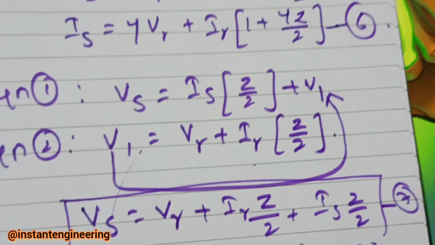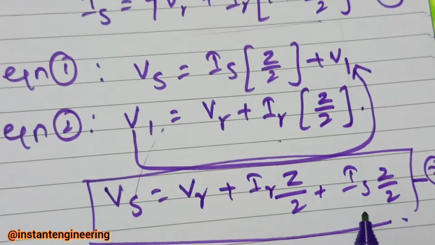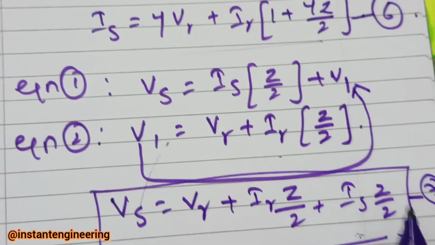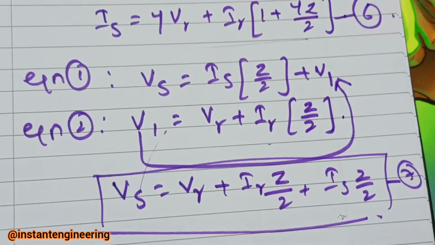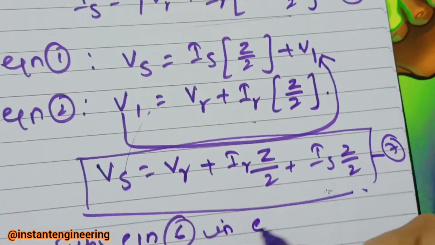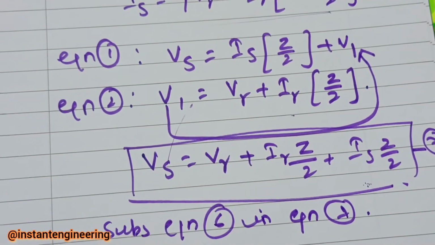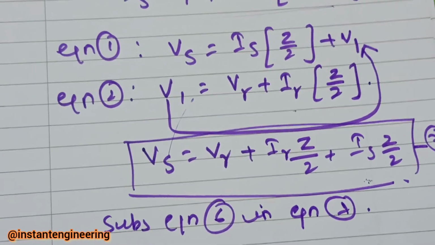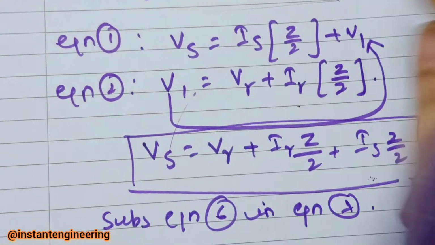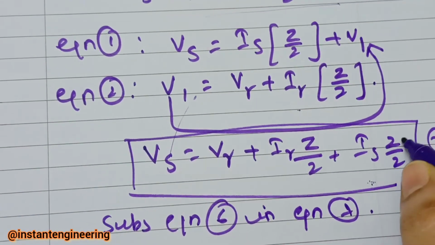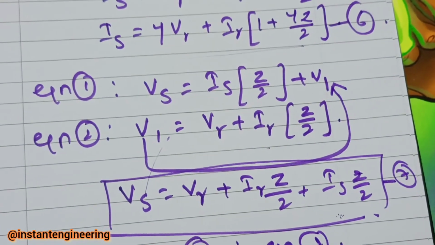6th equation. And here also we have Is value. This whole thing you have to substitute over here. Okay, just writing, substituting equation 6 in equation 7. Alright, so just simplifying it, Vs is equal to VR plus IR Z by 2, plus this whole thing, into Z by 2. This whole thing we have to write.